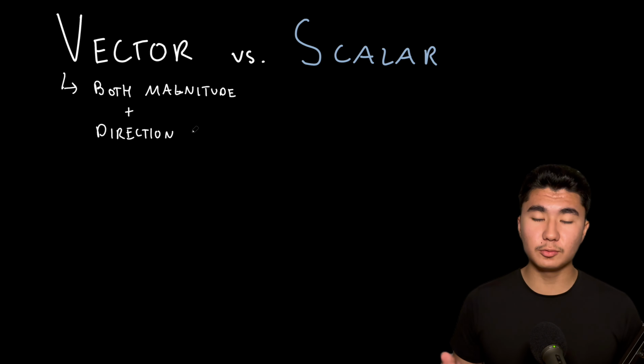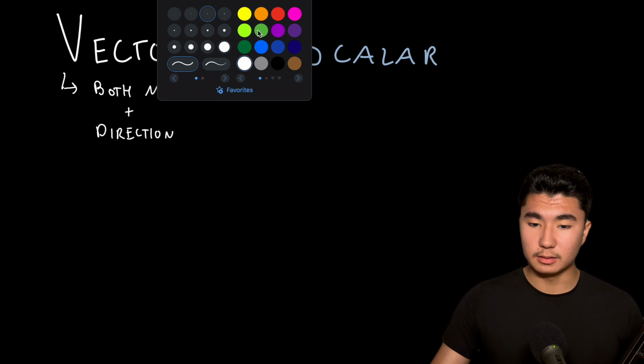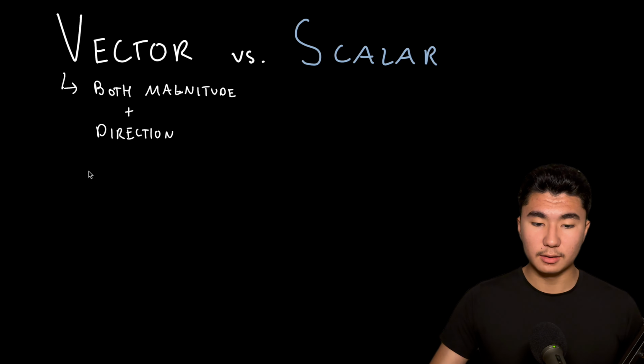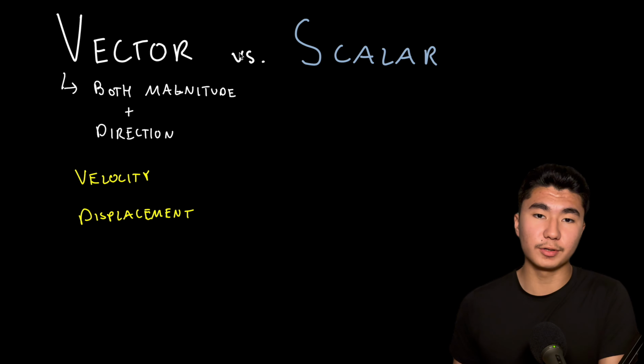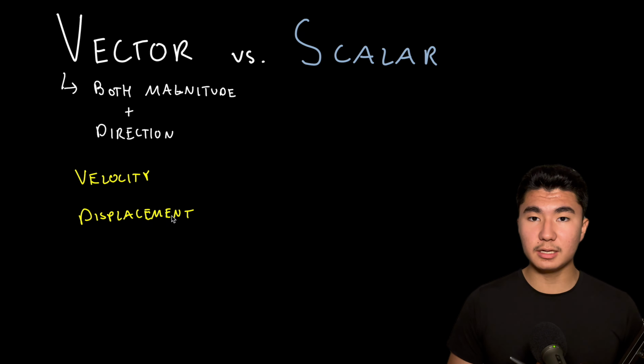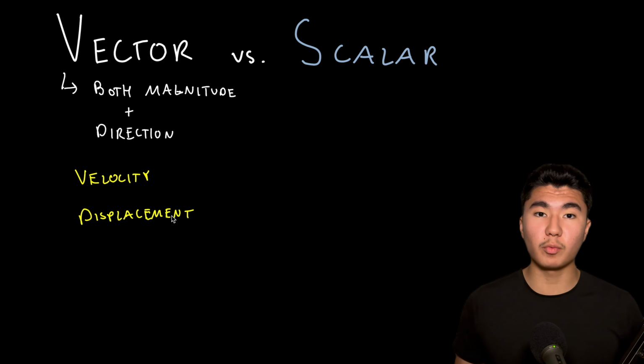And these include things like, let me change the color over here. This includes velocity and displacement. So velocity is going to be a change in displacement over time, while displacement is going to be a change of a position over time. So both of these are going to be changes, and velocity is going to be speed but with direction.